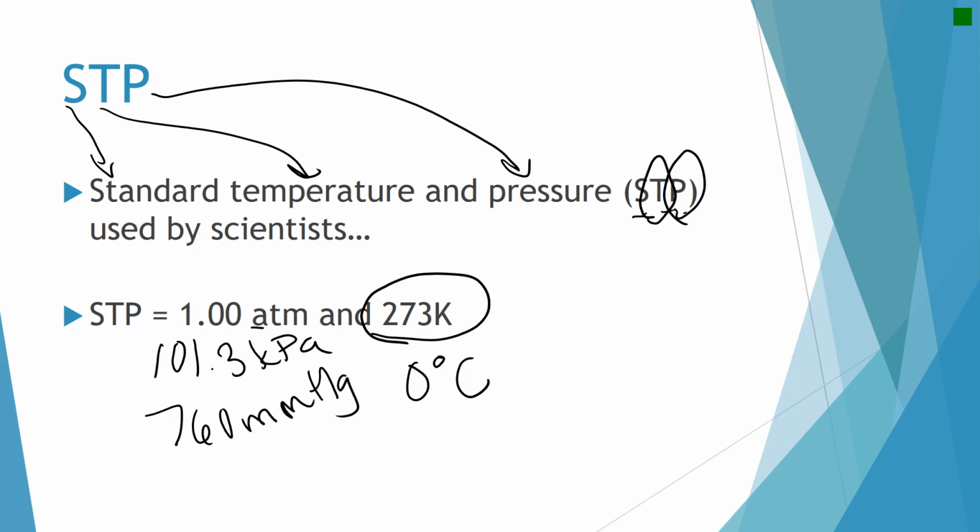We tend to use ATM just because we're chemists, but you can use any of these. So if I ask for what is standard pressure, you would say 1 atmosphere, or you could say 101.3 kPa, or you could say 760 millimeters of mercury, and you'd be right every single time. If I asked you for standard temperature, it is either 273 Kelvin or 0 degrees Celsius. All right, hopefully you have a basic understanding of how to convert between different pressure units, and the definition of STP and its conditions.